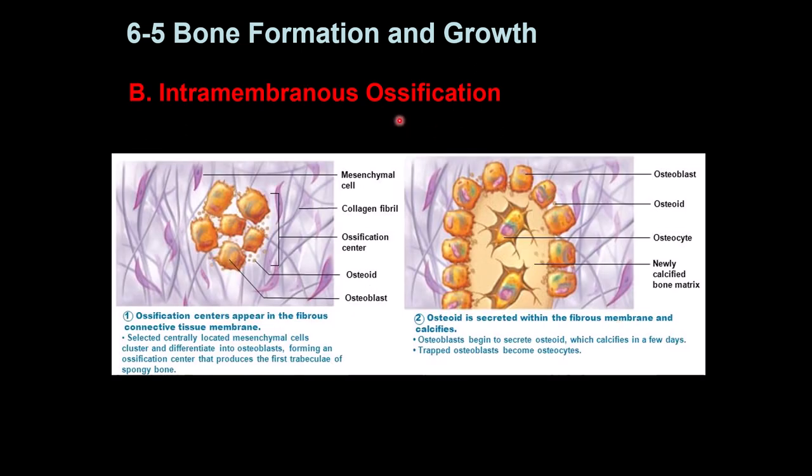Intramembranous ossification. So it's a little bit different here. You have these mesenchymal cells, and these mesenchymal cells, these are embryonic cells, they convert and they become osteoblasts. So the function of the osteoblast is making some collagen fibers, okay, and also making this bone matrix or osteoid. Once this bone matrix is made and calcified, then these osteoblasts become trapped here and become osteocytes.